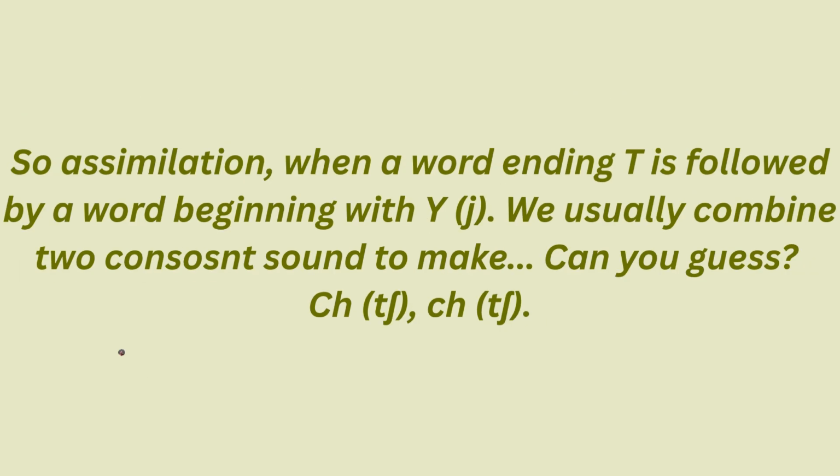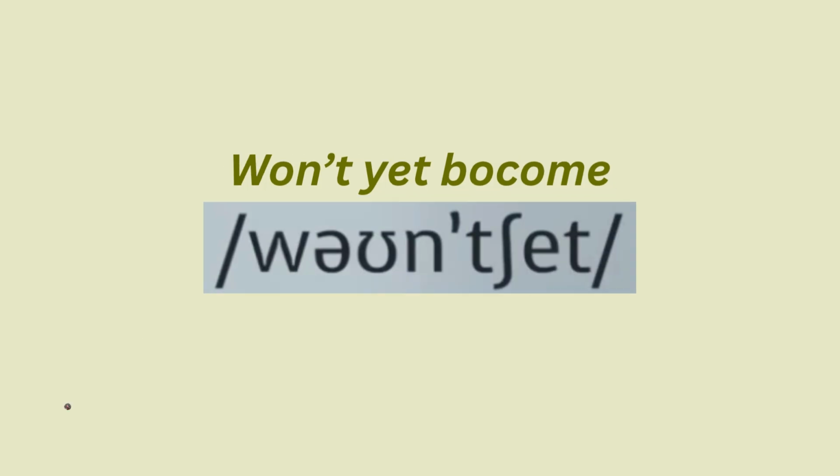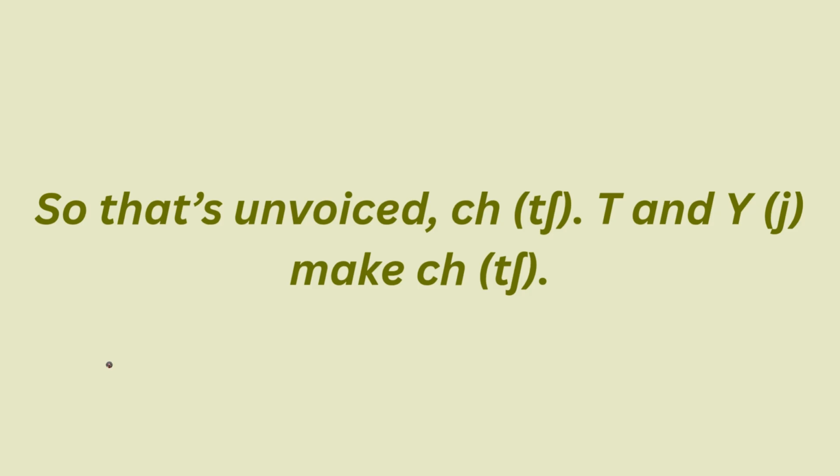So assimilation. When a word ending in t is followed by a word beginning with y, we usually combine two consonant sounds to make, can you guess? Ch, ch. Don't you becomes don't you. Won't yet becomes won't chet. So that's unvoiced. T and y make ch.